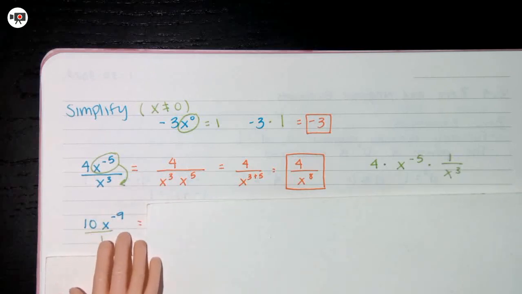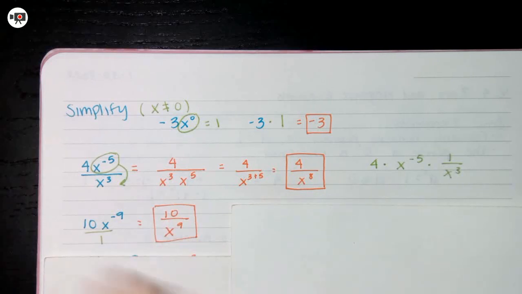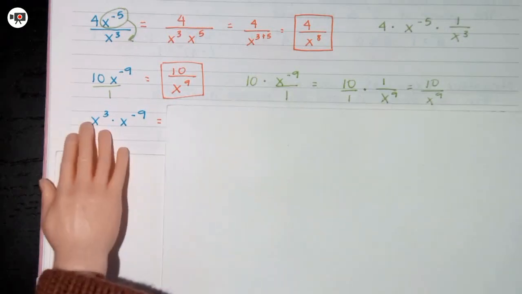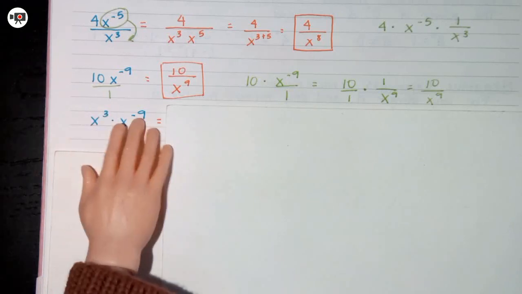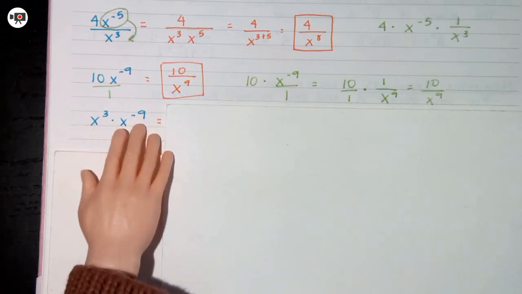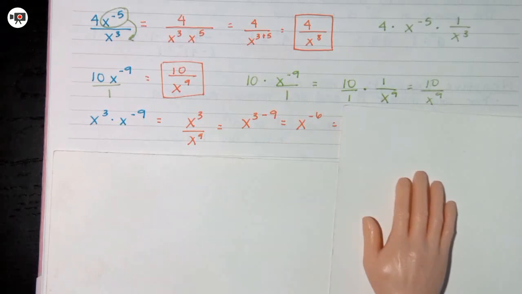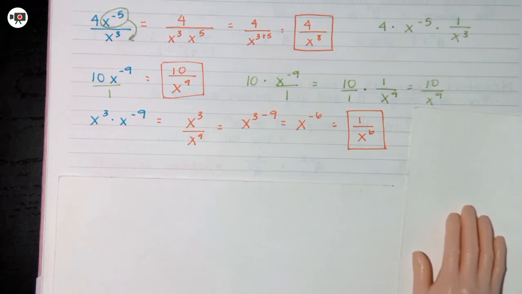Here, only this negative 9 is going to move to the denominator, so it's 10 over x to the 9th. 10 gets to stay because it would have a positive exponent, so it would stay where it was. And we have x to the third times x to the negative ninth. They have the same base. I can add their exponents together, or I can say, well, this one's negative, I'm going to move it to the denominator, and now I'm going to subtract them. So 3 minus 9 is negative 6. Now that's a negative exponent, so it's 1 over x to the 6th.